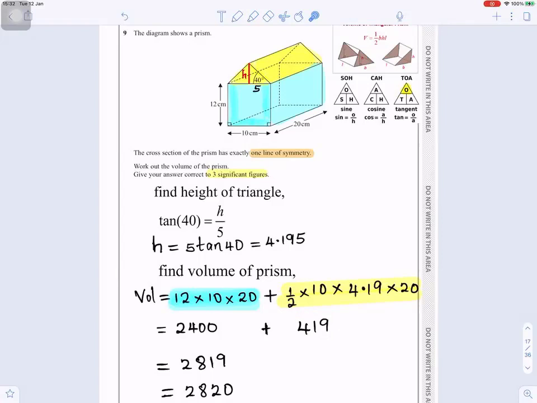When you add the two together, it gives you 2,819. To 3 significant figures, you put a line after the 1, change the 9 to a 1 and add it to the 1, which becomes 2. So to 3 significant figures it is 2,820.